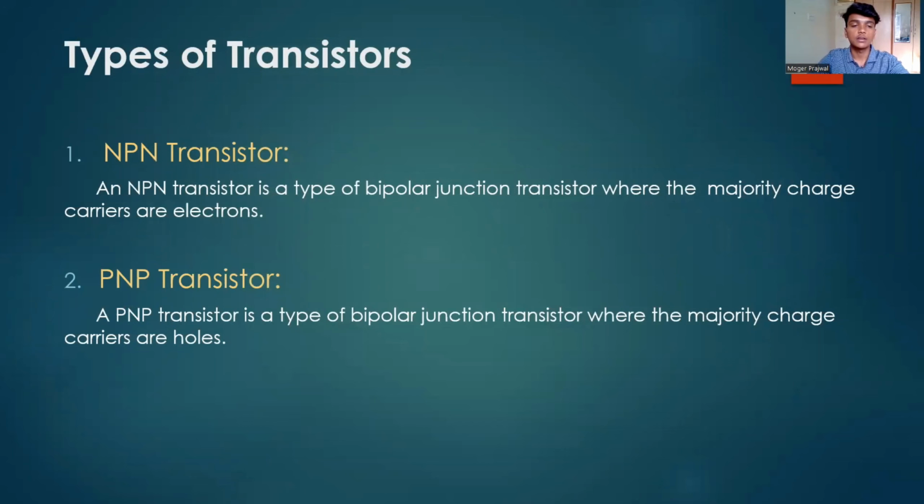Types of transistor. NPN transistor. An NPN transistor is a type of bipolar junction transistor where the majority charge carriers are electrons. PNP transistor. A PNP transistor is a type of bipolar junction transistor where the majority charge carriers are holes.